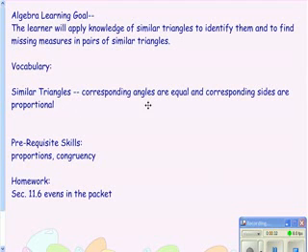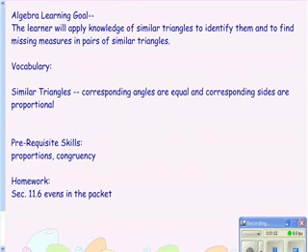Our vocabulary terms: similar triangles are any two triangles where the corresponding angles are equal. In other words, the angles that are in the same position or same place are equal. And corresponding sides are proportional. So the sides that should match up are proportionate. Not the same, just proportionate. And prerequisite skills: obviously we're talking about proportional sides. You need to use proportions. And you need to know what congruency means, or you wouldn't know what any of that meant.